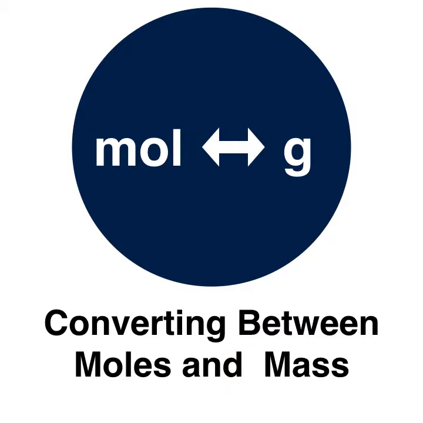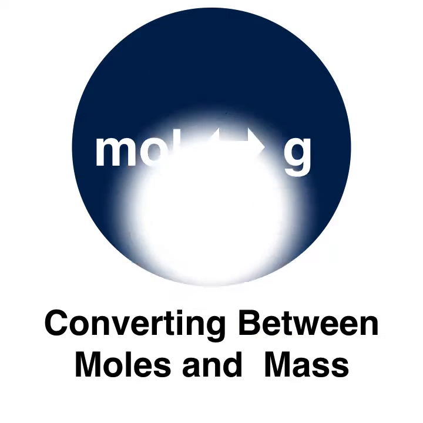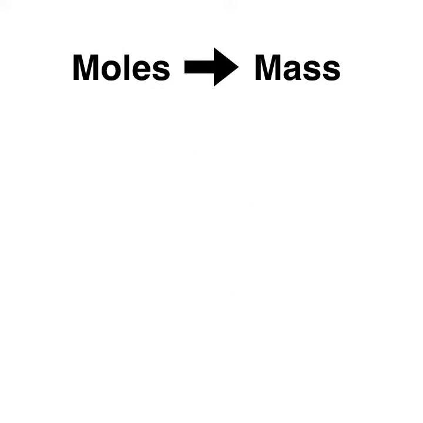In this lesson, we will go through the calculations involved when converting between the moles of a substance and the mass of a substance. Converting between the moles of a substance and the mass of a substance is done using the molar mass. Let's say, for example, you have 5 moles of sodium and you need to know its mass.